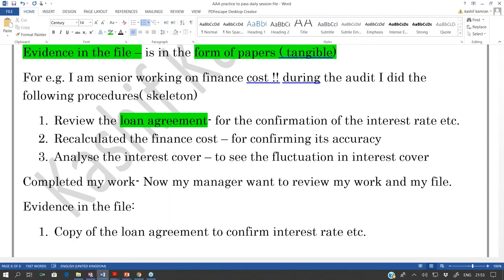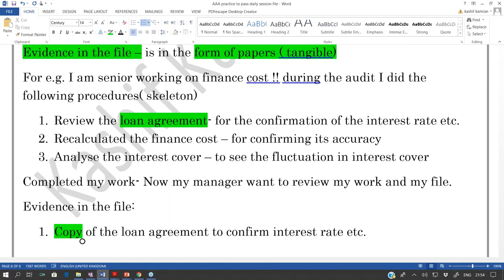Because he is reviewing the file of the finance cost, will he see the copy of the loan agreement in my file? And why a copy? Because the loan agreement belongs to the management. Can I keep the original loan agreement with me? Never. So I deliberately use the word copy because I was using the management document. So I say copy of the loan agreement in my file.